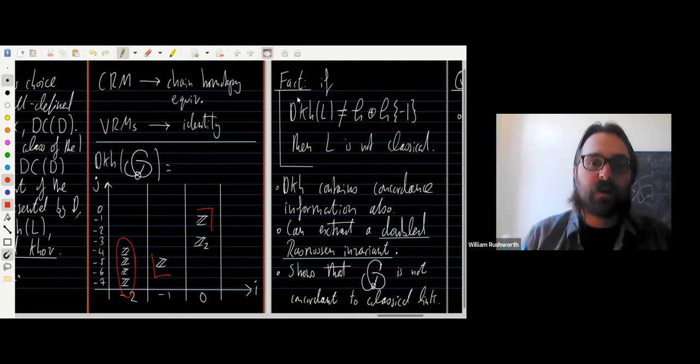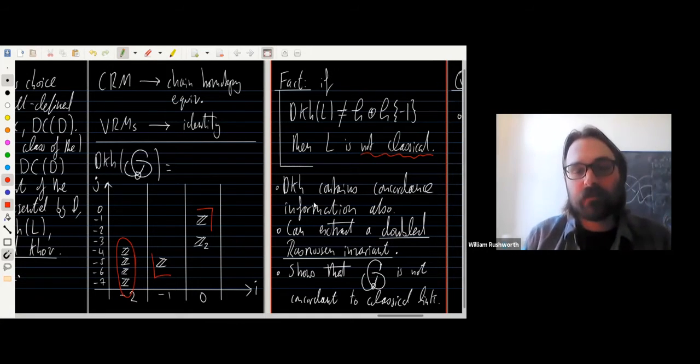So if the doubled Khovanov homology of a link is not equal to some bi-graded group, direct sum itself shifted down, then that virtual link is not a classical link, it's purely virtual. So this is the one application. It can be used sometimes to detect non-classicality. But the application I'm most interested in is that, like its classical counterpart, doubled Khovanov homology contains concordance information also.